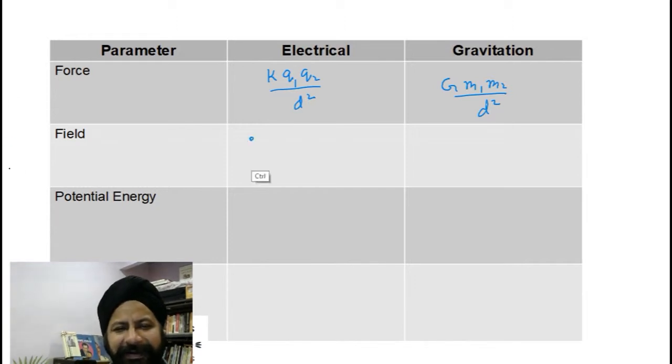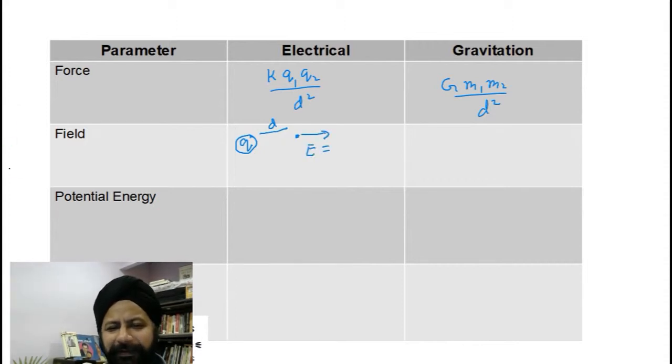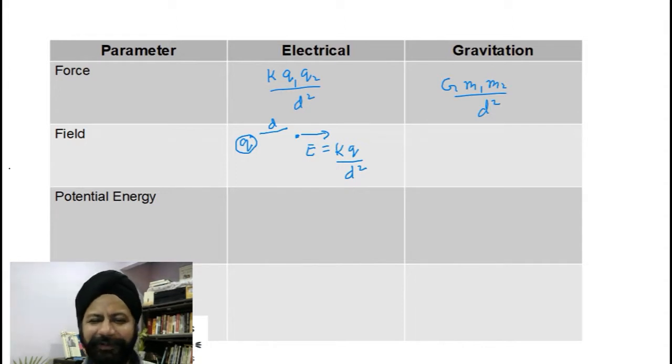Everybody has done that. So let's say there's a charge q here at a distance of d. I want to find the electrical field. The electrical field at this point is equal to k times q divided by d square. That's the electrical field. Now, what's the gravitational field?